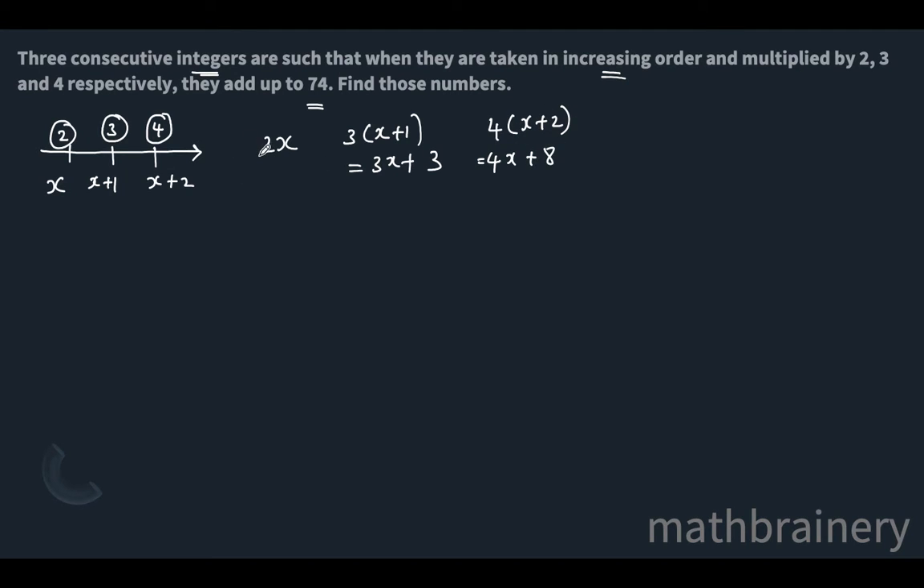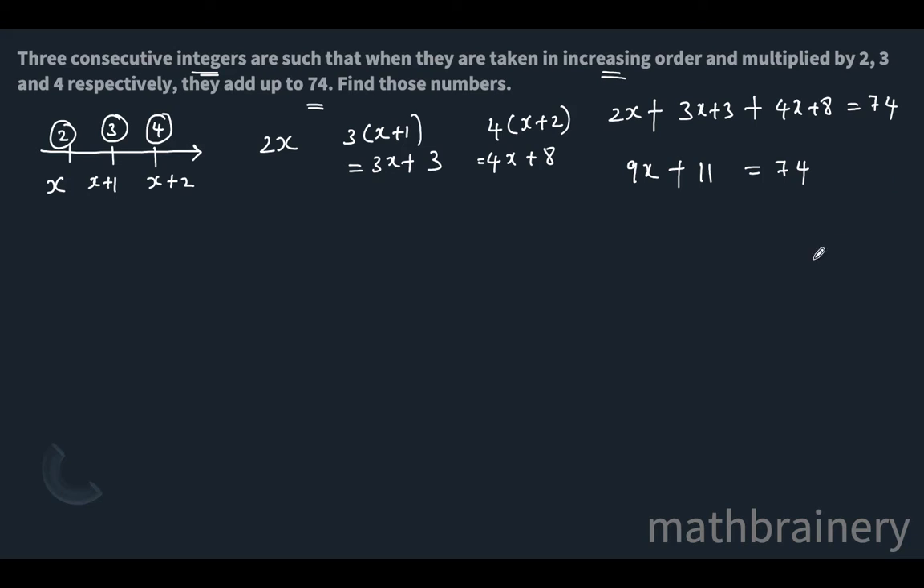So, you have the numbers now as 2x, 3x plus 3 and 4x plus 8. According to this condition, they must add up to 74. That means your 2x plus this 3x plus 3 plus this 4x plus 8 must be equal to 74. Let us simplify this now. 2x plus 3x is 5x, 5x plus 4x is 9x. 8 plus 3 is 11, this is equal to 74.